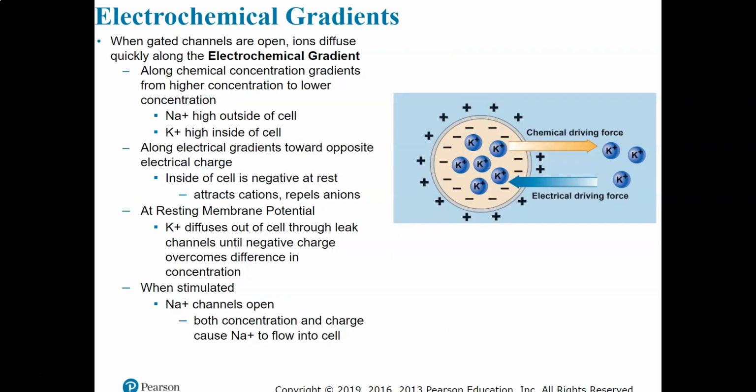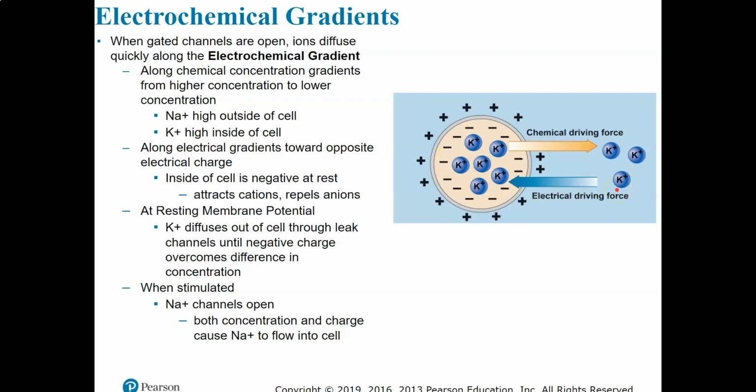Ions are going to diffuse according to their electrochemical gradient. We've talked about the chemical part of the electrochemical gradient before. This is just based on concentration. Substances move from where they're at a high concentration to where they're at a low concentration. Potassium is high inside of the cell, so if you give it a path to move through an ion channel, it's going to move outside of the cell.